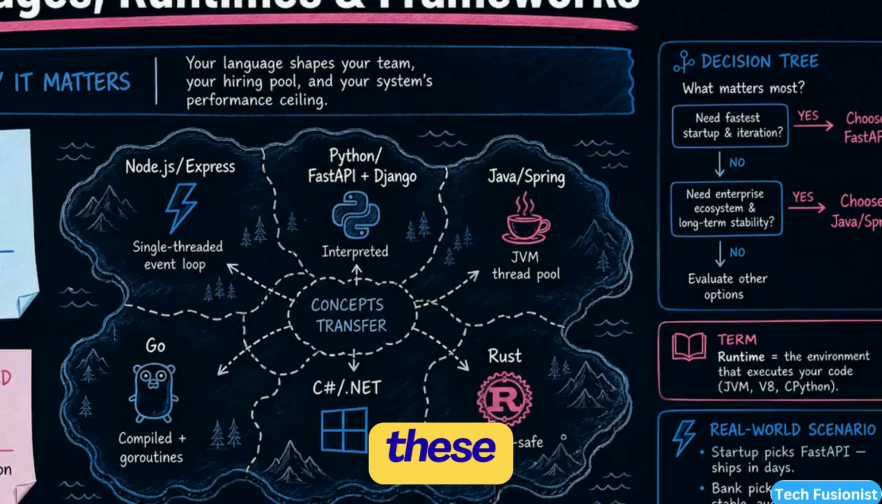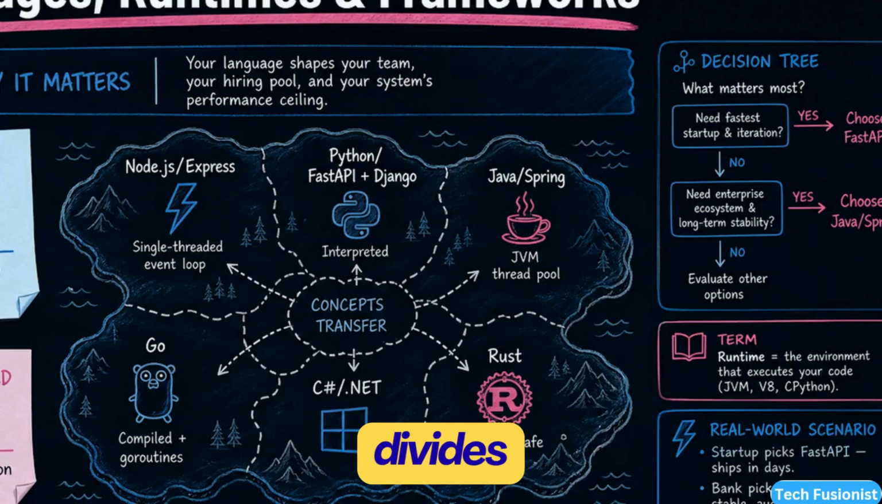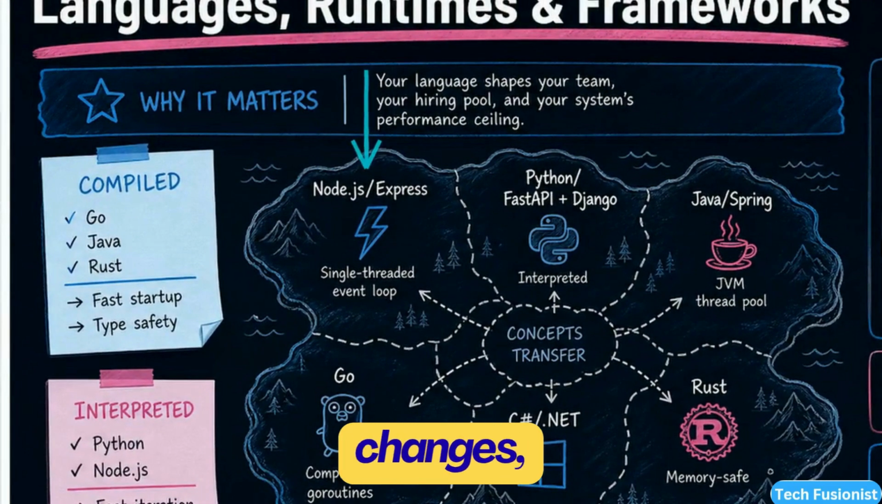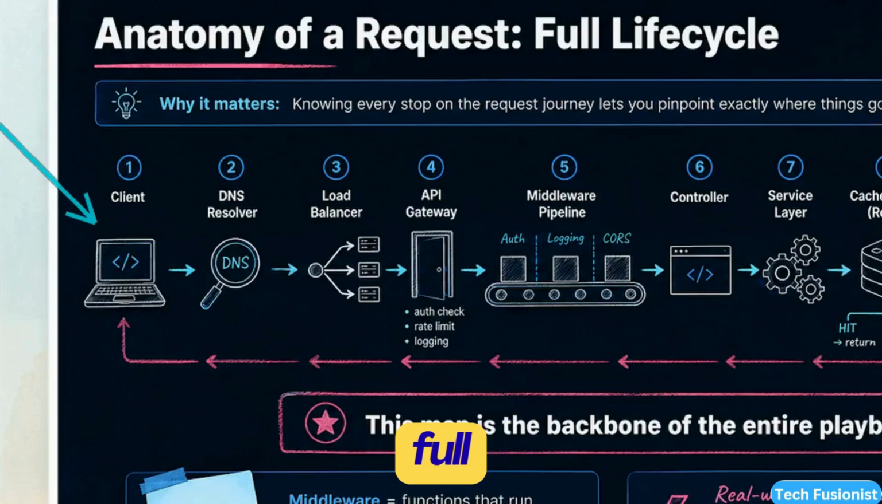The servers processing these requests are built using specific programming languages. This map divides them based on their strengths. A startup might choose a language that allows for fast changes, while a bank will choose one designed for long-term stability and security. This traces a request's full path.